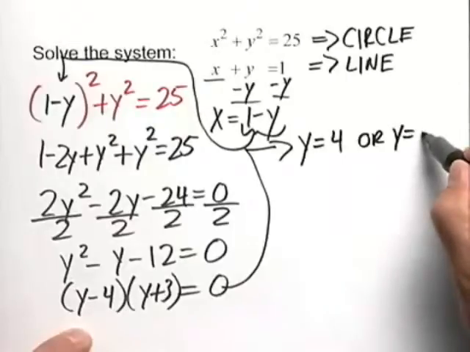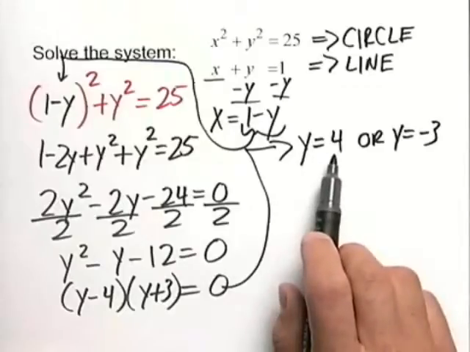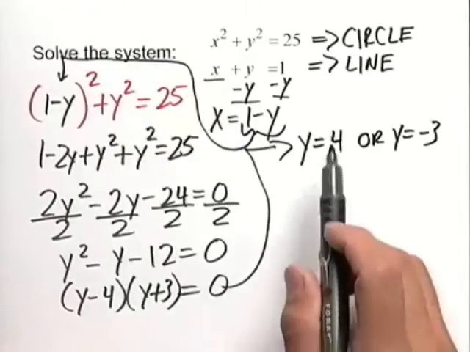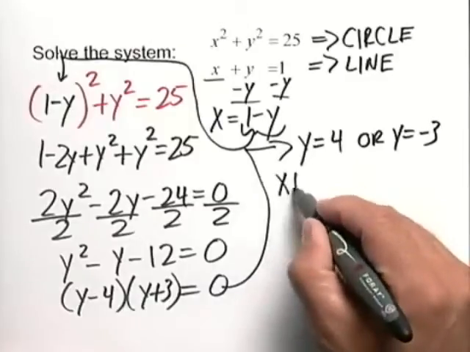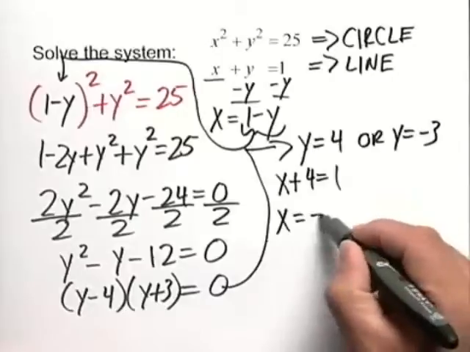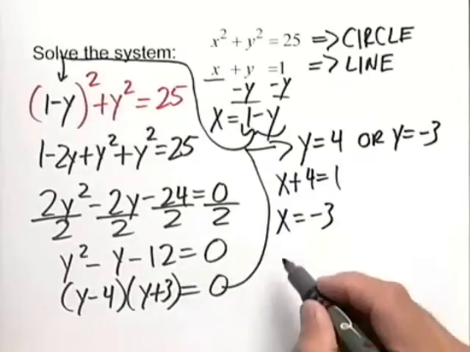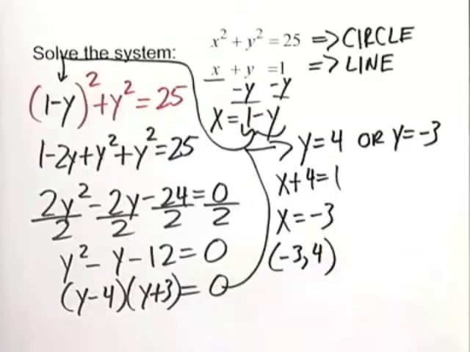Now at this point you might think you're done, but remember we're looking for the ordered pairs where a circle and a line would intersect. So let's go back to y equals 4. We have to find the x-coordinate that's associated with that, and I would plug this into our linear equation. So from this we get x plus 4 equals 1, and obtain x equals a negative 3. Good idea to write this as an ordered pair, negative 3, comma 4.